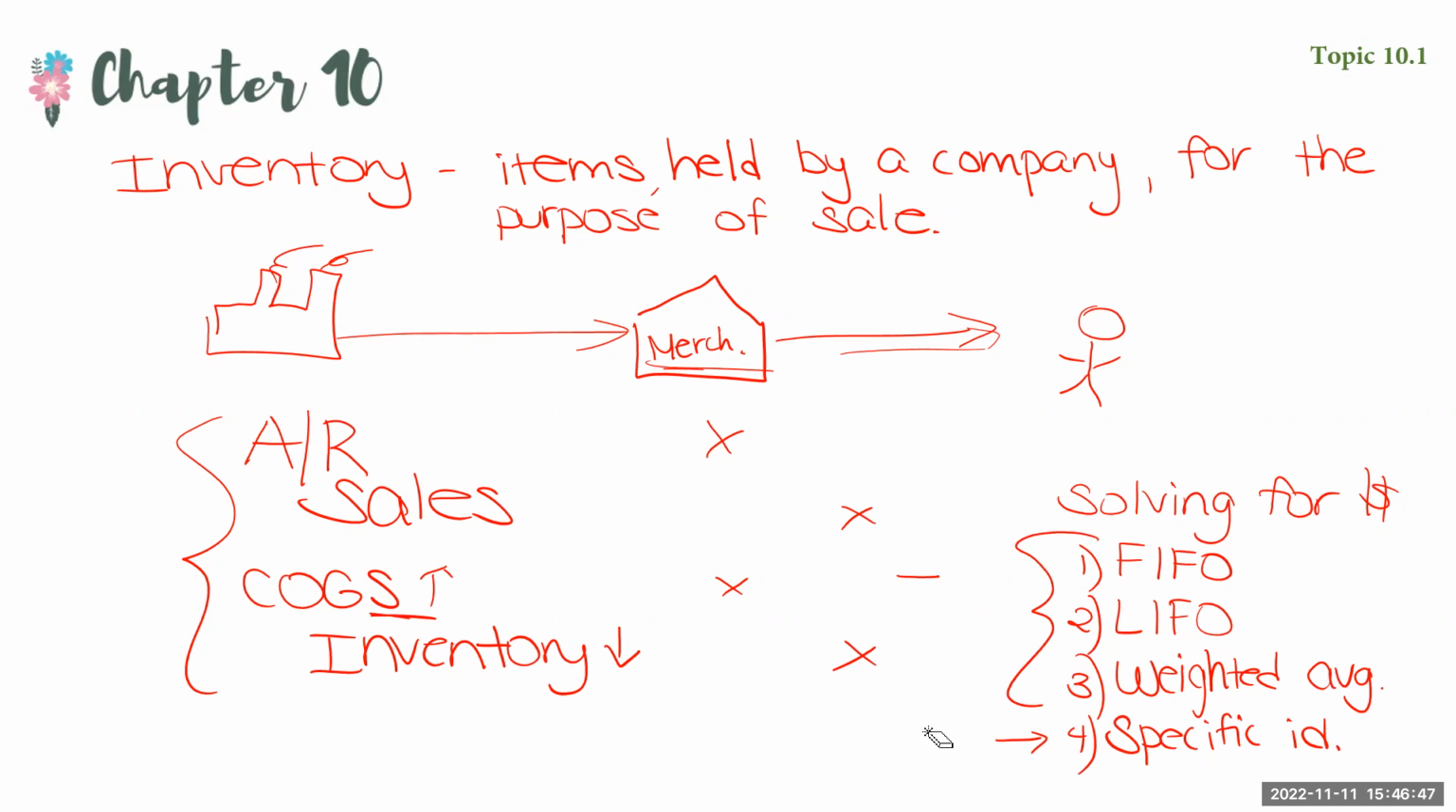The first 3 are what are called cost flow assumptions. Cost flow assumptions. Whereas specific identification is not. It is an exact measurement of the costs as they leave. Okay, cost flow assumptions, FIFO, LIFO, and weighted average, basically means maybe we purchase our goods, right? The first goods that we purchase, the earlier purchases, right? Maybe we sell them, the earlier purchases first.